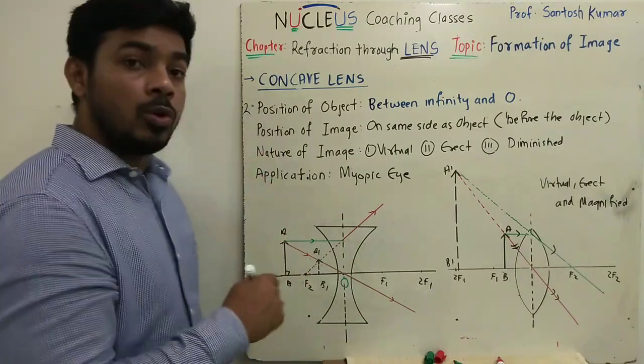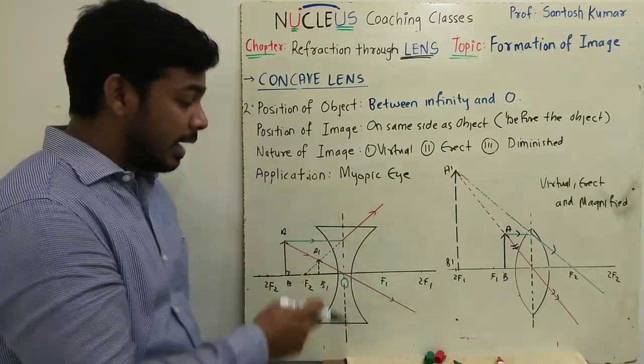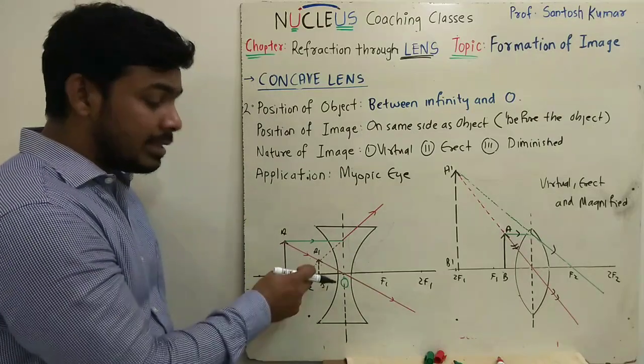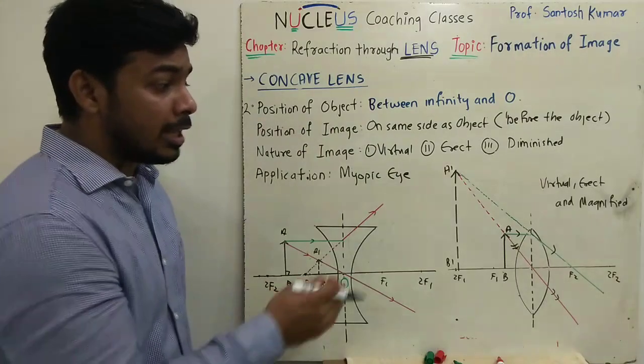And remember, if you study the difference between the images, you have to remember that the virtual image of a concave lens is diminished, whereas the virtual image of a convex lens is magnified.